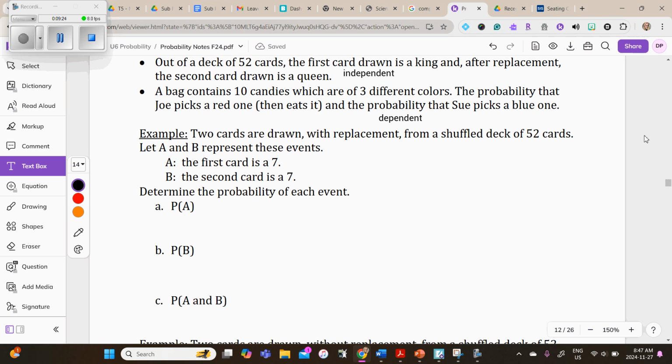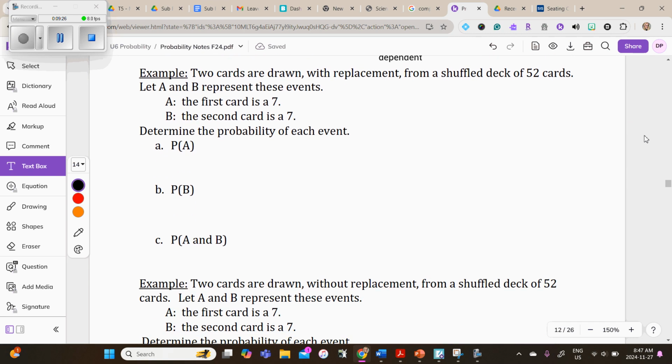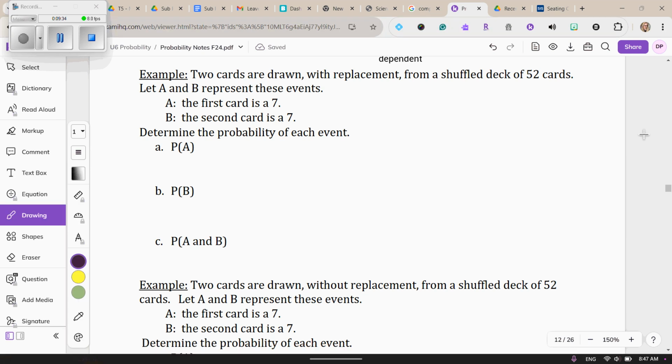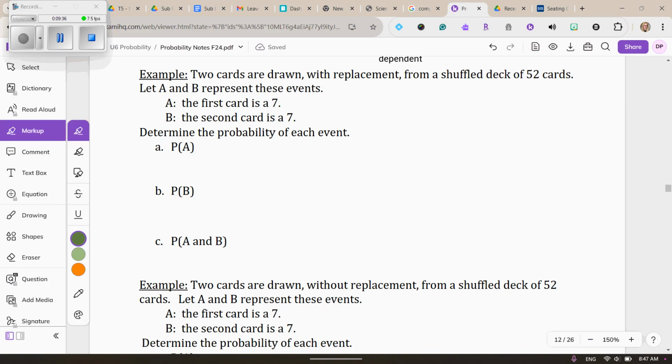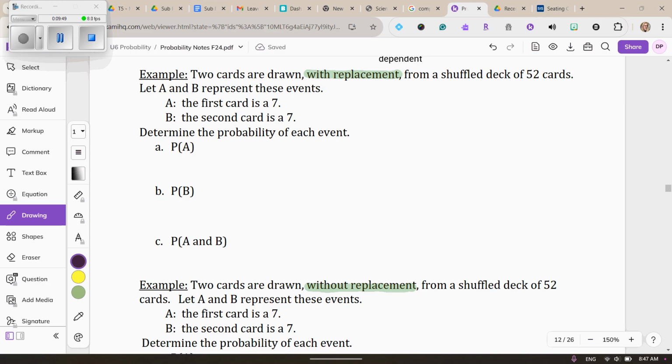Let's try a few examples. So these two examples are very closely related. The first one is talking about drawing something with replacement, and the second one is drawing something without replacement. First, we're replacing the cards. So it says 2 cards are drawn with replacement from a shuffled deck of 52 cards.